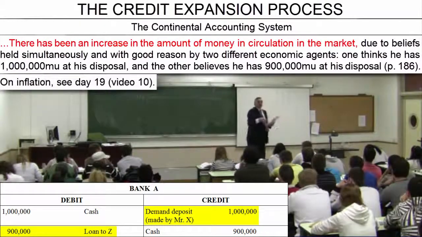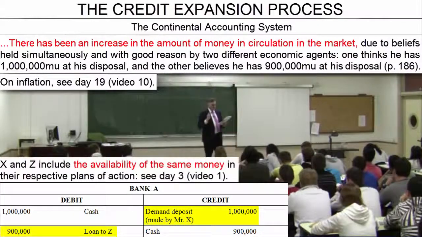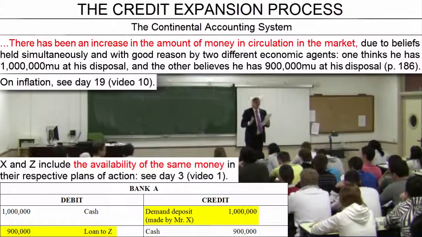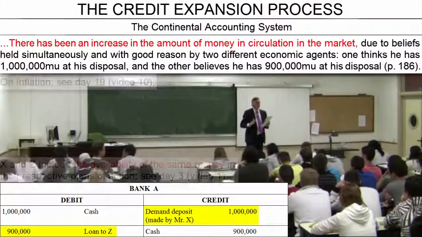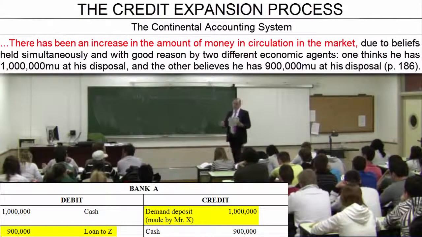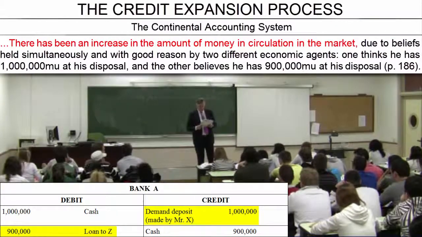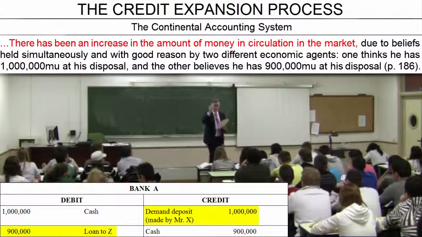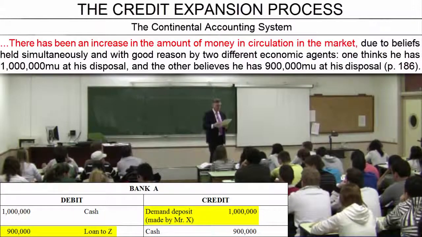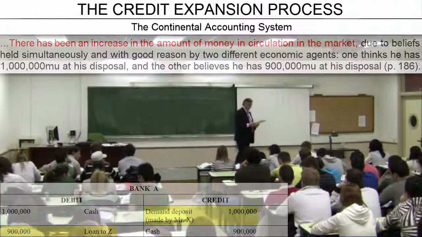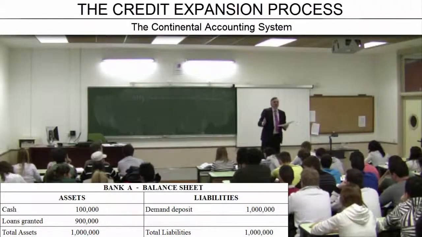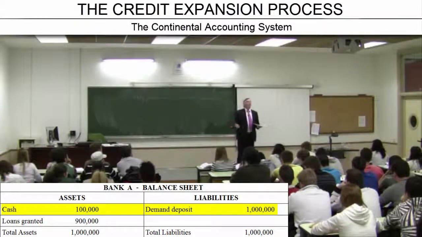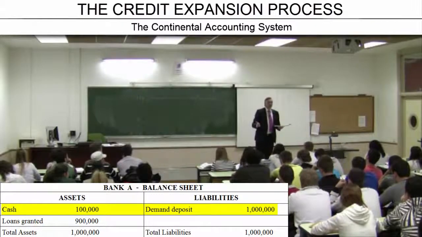That is, an inflationary effect emerges, because two different economic agents simultaneously consider, and with good reason, that they possess the same money. Mr. X believes he has, and in fact he does have, 1,000,000 euros in his cash balances in the form of a deposit, and the directors of Company Z, the other economic agent, believe 90% of that money is in their physical possession, because it has been handed over to them as a loan. Notice how the phenomenon of dual availability and an increase in the money supply occurs. Once the bank has completed this operation, it retains in its vault only 100,000 monetary units.